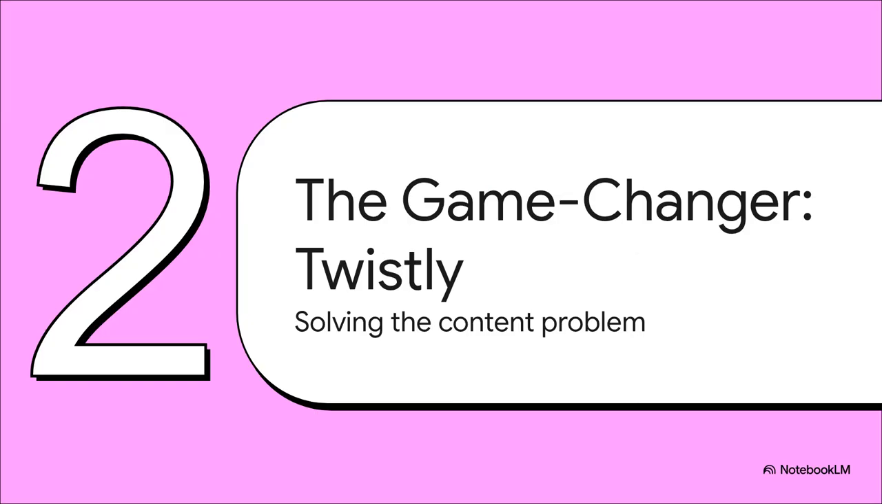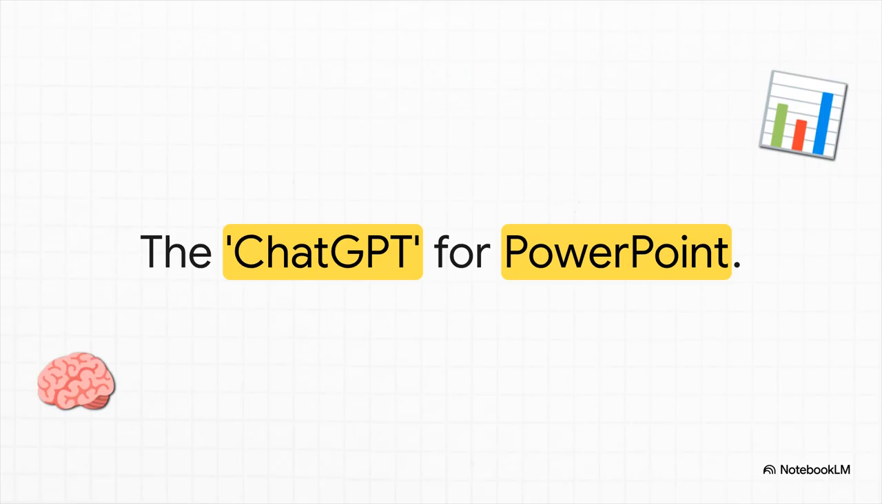So, if the problem is all about content, then what's the solution? Well, this brings us to a tool that takes a completely different approach, because it's built to tackle that content problem head-on, right from the start. The best way to think about this tool is with a really simple but powerful analogy. It's basically ChatGPT for PowerPoint. Just like how you can ask ChatGPT to write an email or summarize an article, this tool uses that same kind of AI power to generate entire presentations. We're talking structure, themes, content, the whole shebang, all from a simple prompt.